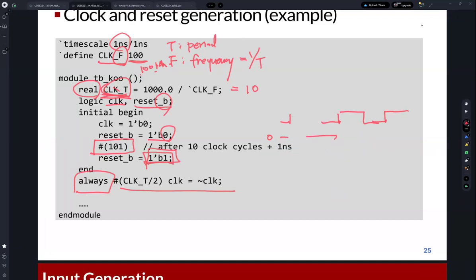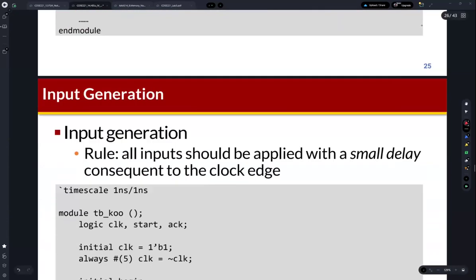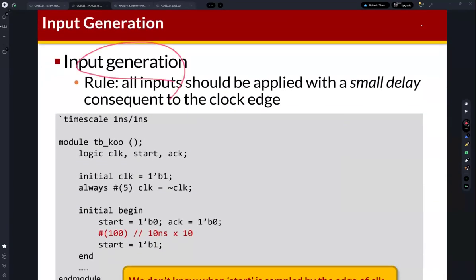So we can generate the reset signal. It's initially 0, and then after 101 nanoseconds, reset becomes 1. Okay, so it becomes the normal state. And then the question: why 101 instead of 100? So I will explain about this input generation here.